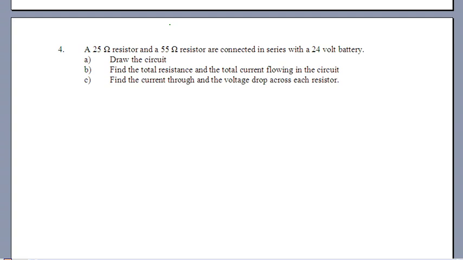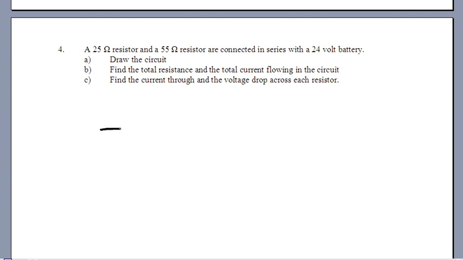Okay, for number 4, we're moving into electricity. And it says we've got a 25 ohm resistor and a 55 ohm resistor, and they're connected in series. That's one after another with a 24 volt battery. And part A just says, all right, can you go and draw this? Can you draw a series circuit? Sure, we can do that. We just want to make sure we draw these things one after another.